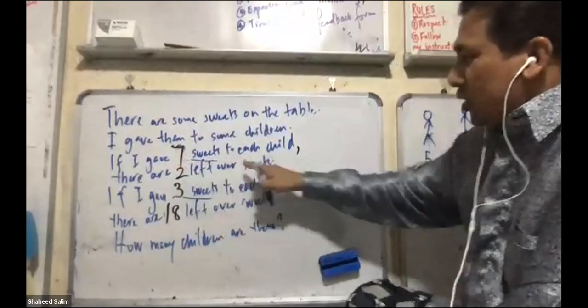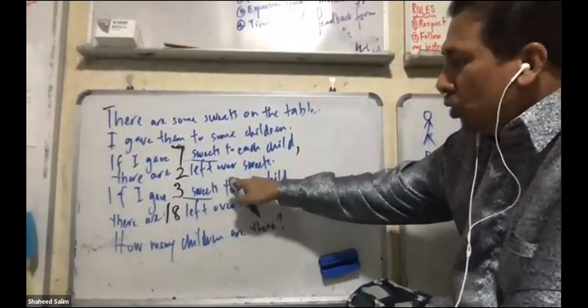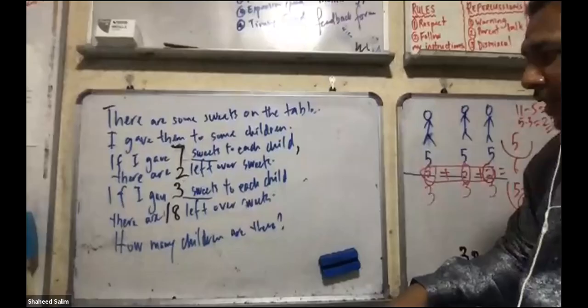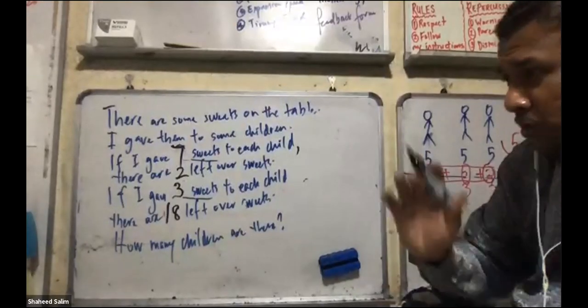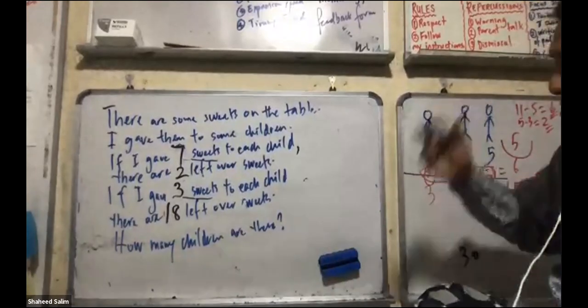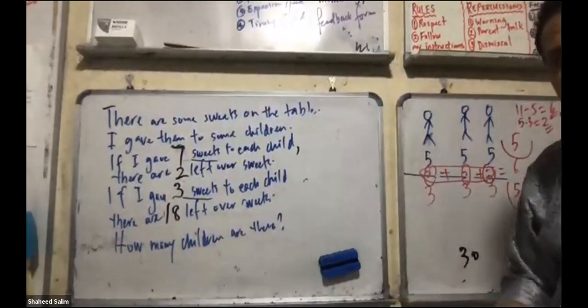If I give 7 sweets to each child, there are 2 leftover sweets. If I give 3 sweets to each child, there are 18 leftover sweets. Now the total number of sweets is different. The number of children is also different from the earlier question. So you try. Okay, you try.